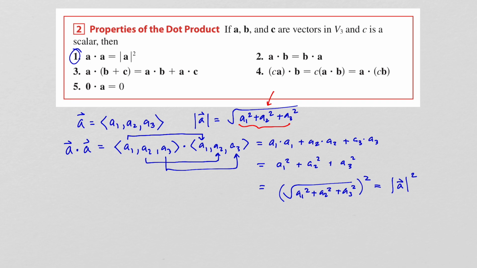And you can prove any of these by simply showing that the left-hand side is the same as the right-hand side. All you would have to do is define vectors A, B, and C the same way that I have defined vector A here, and then just show that the two sides are equal.